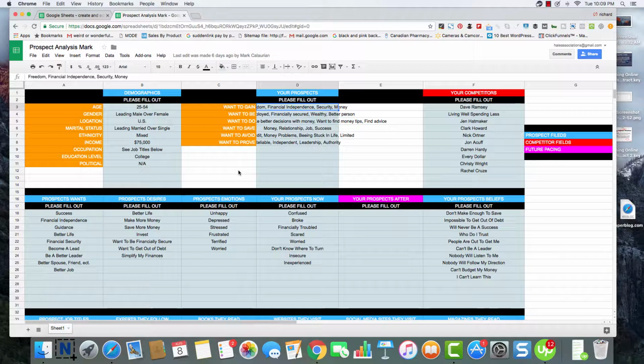So when we look at their emotions right now, we can see that they're unhappy, they're depressed, they're stressed, they're frustrated, they're terrified, they're worried. How did we find this out? Well, we looked at the market. And this is what we found out. And this is where the competitor side of this research happens.